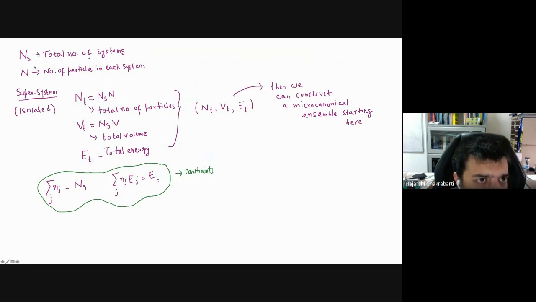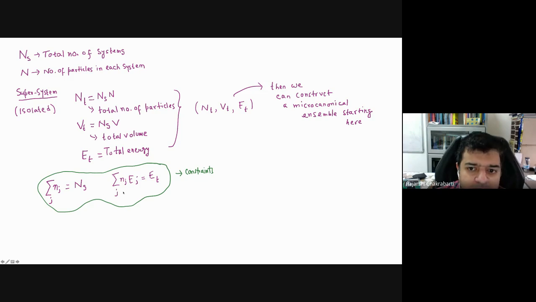So we had started like this. We have Ns number of systems, and each system has N number of particles or molecules. We then constitute a super system where you have Ns times N number of particles. Total volume is Ns times V, where V is the volume of each system, and then you have the total energy, which is given by this. And you have these two constraints, isn't it? Sum over j of nj is equal to Ns, and sum over j of nj Ej is equal to E total.